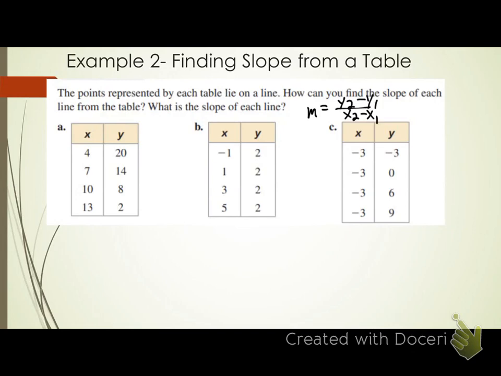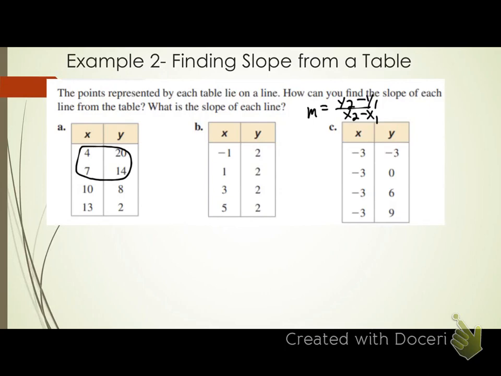Do you think it matters which ordered pairs I use? No, I can use the first and the second, the first and the third, the first and the fourth, the second and the third, the second and the fourth, or the third and the fourth. It does not matter which combo of ordered pairs I use. I just need two of them. Which two do you guys want on letter A? First and second. So we use these right here. Use whichever points you want, though. We can use any two.